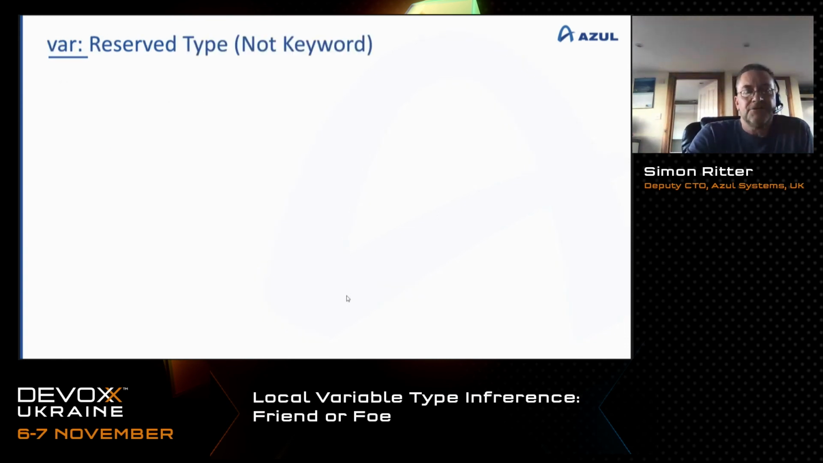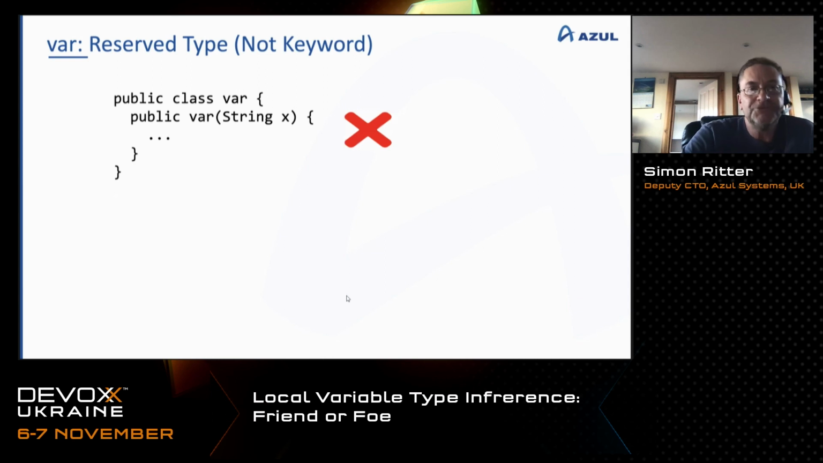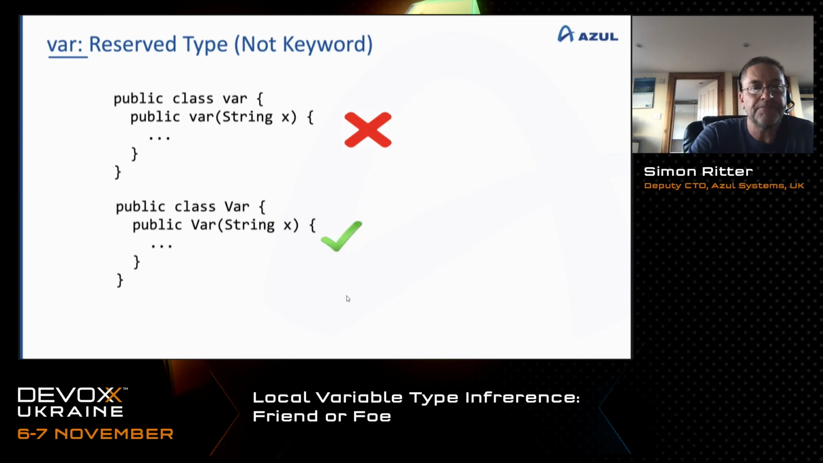Last thing about the syntax and so on, var is a reserved type. It is not a keyword. That's very important because if it was a keyword, you'd end up breaking lots of code, because I'm sure many people have used var as a variable name, even though you probably shouldn't. So what you can't do in JDK 10 and later, which you could have done in JDK 9 but never would have done, is create a class called var with a lowercase v. That won't work anymore because it's a reserved type. You can still create a class called var with an uppercase v, and that will work.